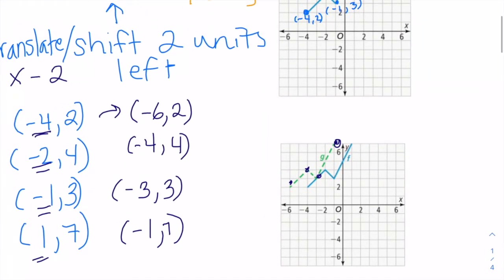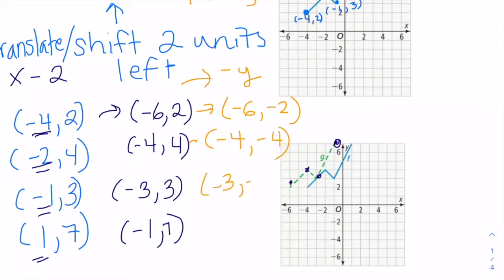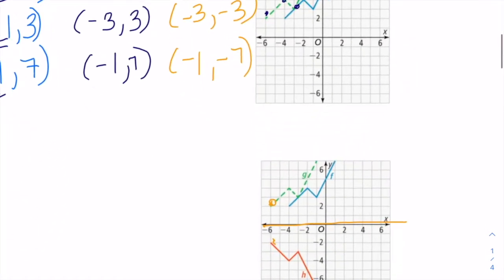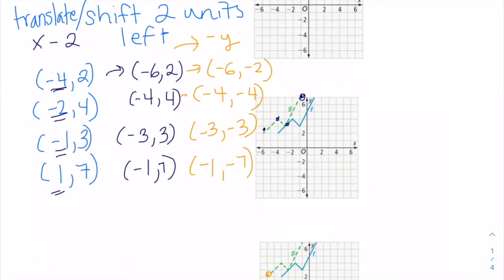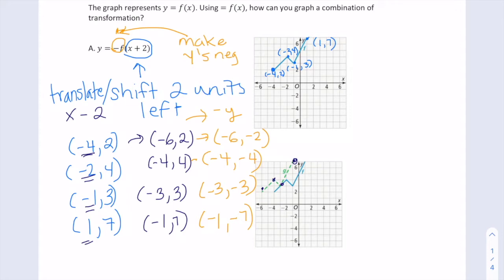So now I'm going to say we're going to multiply by negative y. So this is going to be negative 6, negative 2, negative 4, put a little arrow here, negative 4, negative 3, negative 3, and negative 1, negative 7. So you can see those points here. I'm going to zoom out a little bit, but you can see those points here. So you have negative 6, negative 2 right there, negative 4, negative 4, negative 3, negative 3, and negative 1, negative 7. So when we graph it and we're looking at the combination, we're trying to stay with that order of operations in a way.